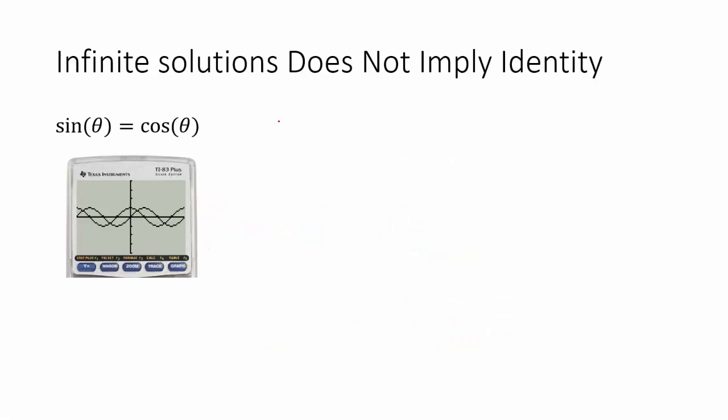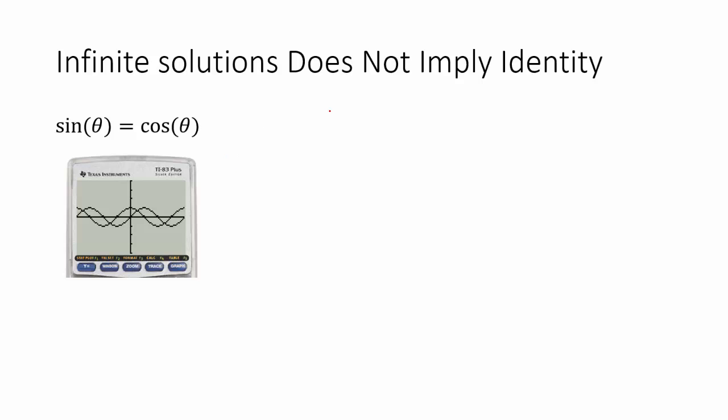So just a quick talking point here. If an equation has infinite solutions, that does not imply that the statement is an identity. Here's my favorite example, the equation sine of theta equals cosine of theta. This statement is clearly not an identity. The sine function, sine of theta, is not exactly the same function as cosine of theta.